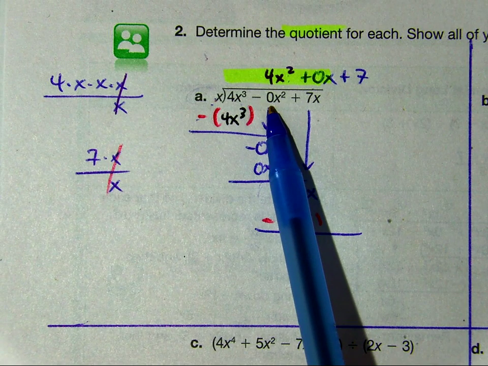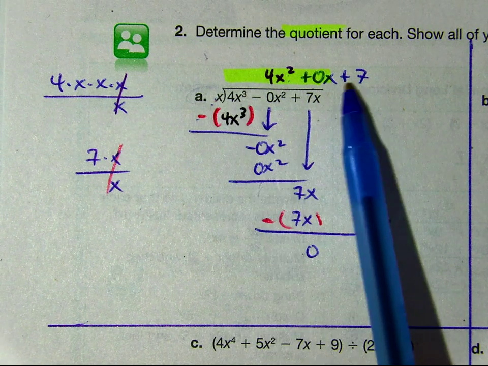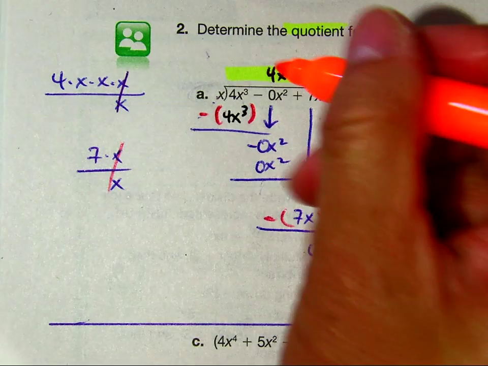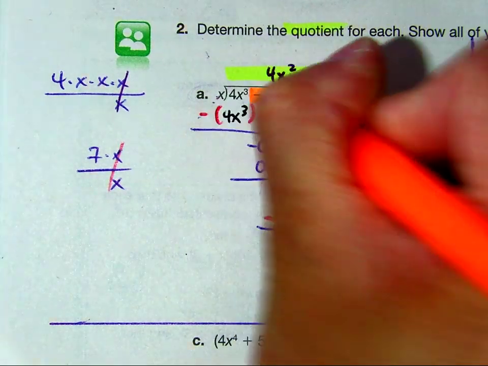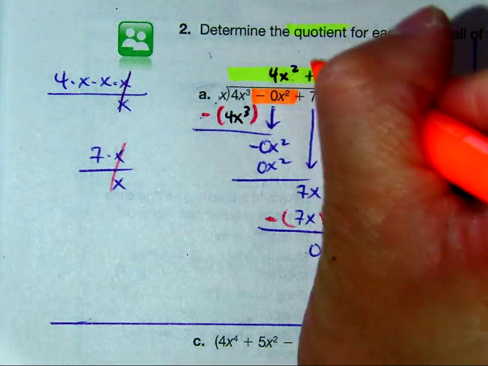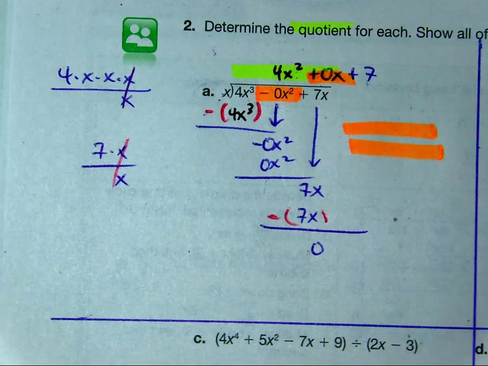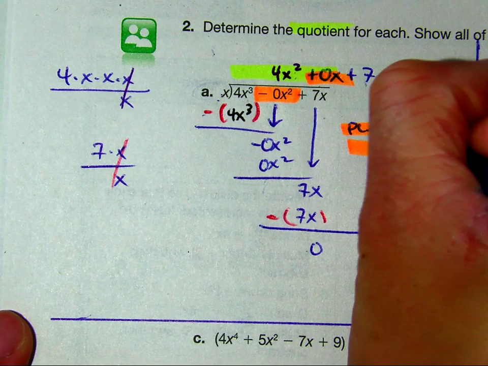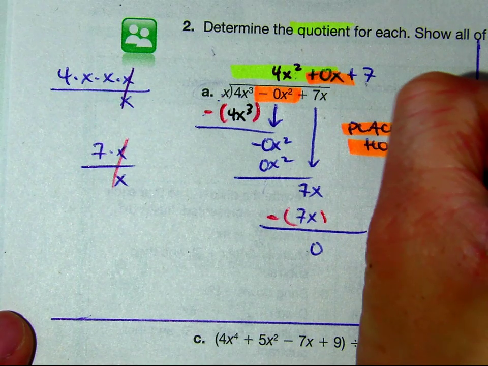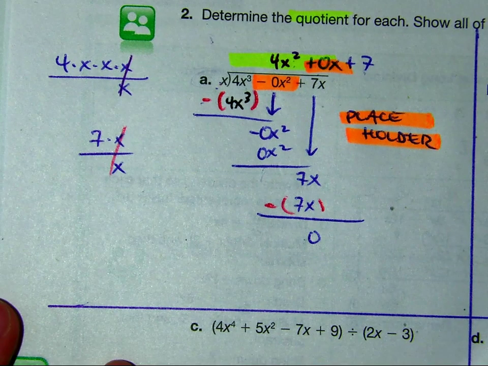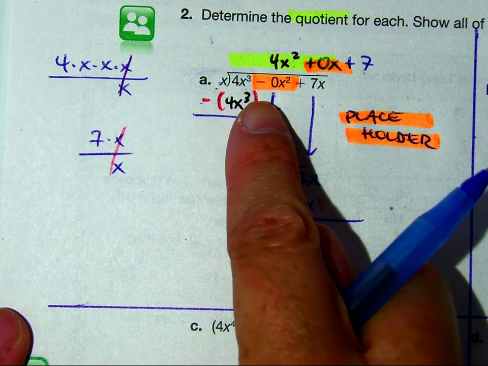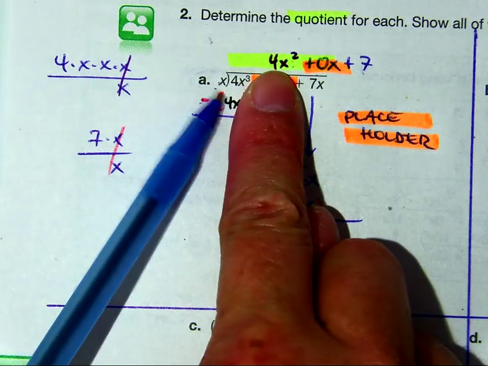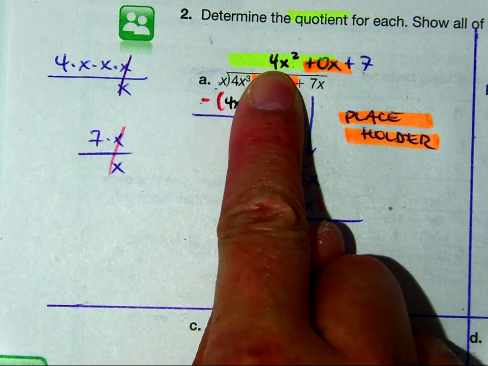I do want to highlight these. Everyone say placeholder. Class, do we normally write something like negative 0x squared? No. We normally write something like this, 4x cubed plus 7x. But in order to do long division, you're going to have to put a placeholder in there if you see it. Okay?